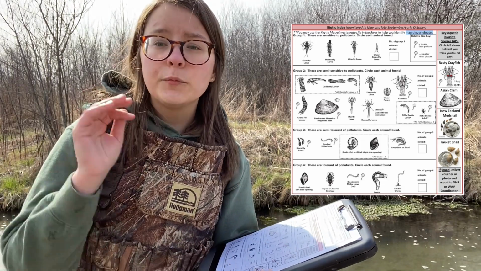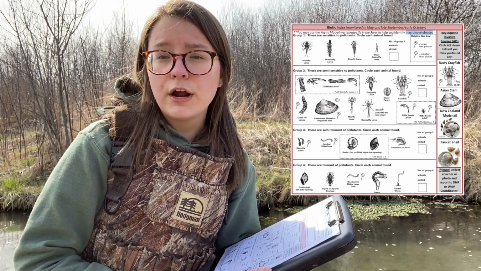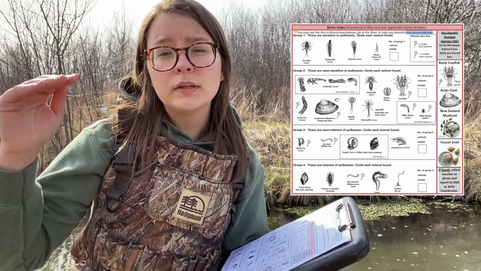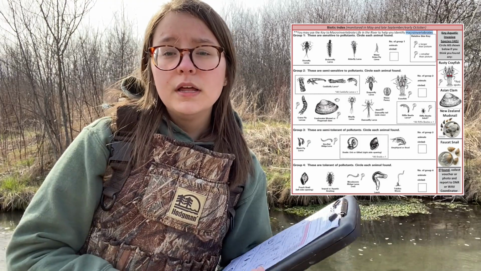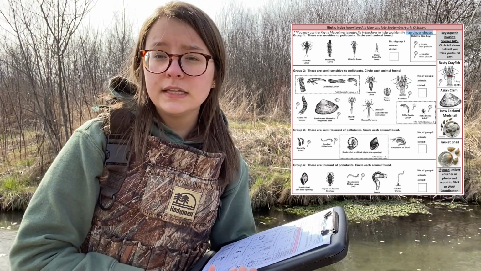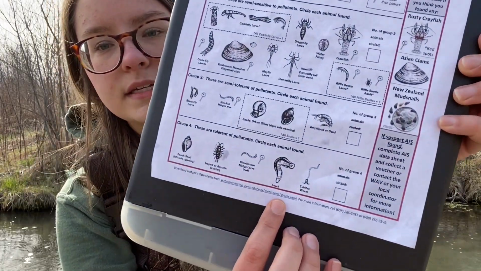As we move down from group 1 to group 4, the amount of pollutants they can handle gets greater and greater. So level 1 can only handle a very small amount of pollution, while level 4, they're very hardy macroinvertebrates and can live just about anywhere. An example of this, that you might know, is a leech. Now this is useful because if we're finding level 1 macroinvertebrates in this stream, we know that it is very healthy and has very low levels of pollution, as these macroinvertebrates cannot live in areas with high pollution.